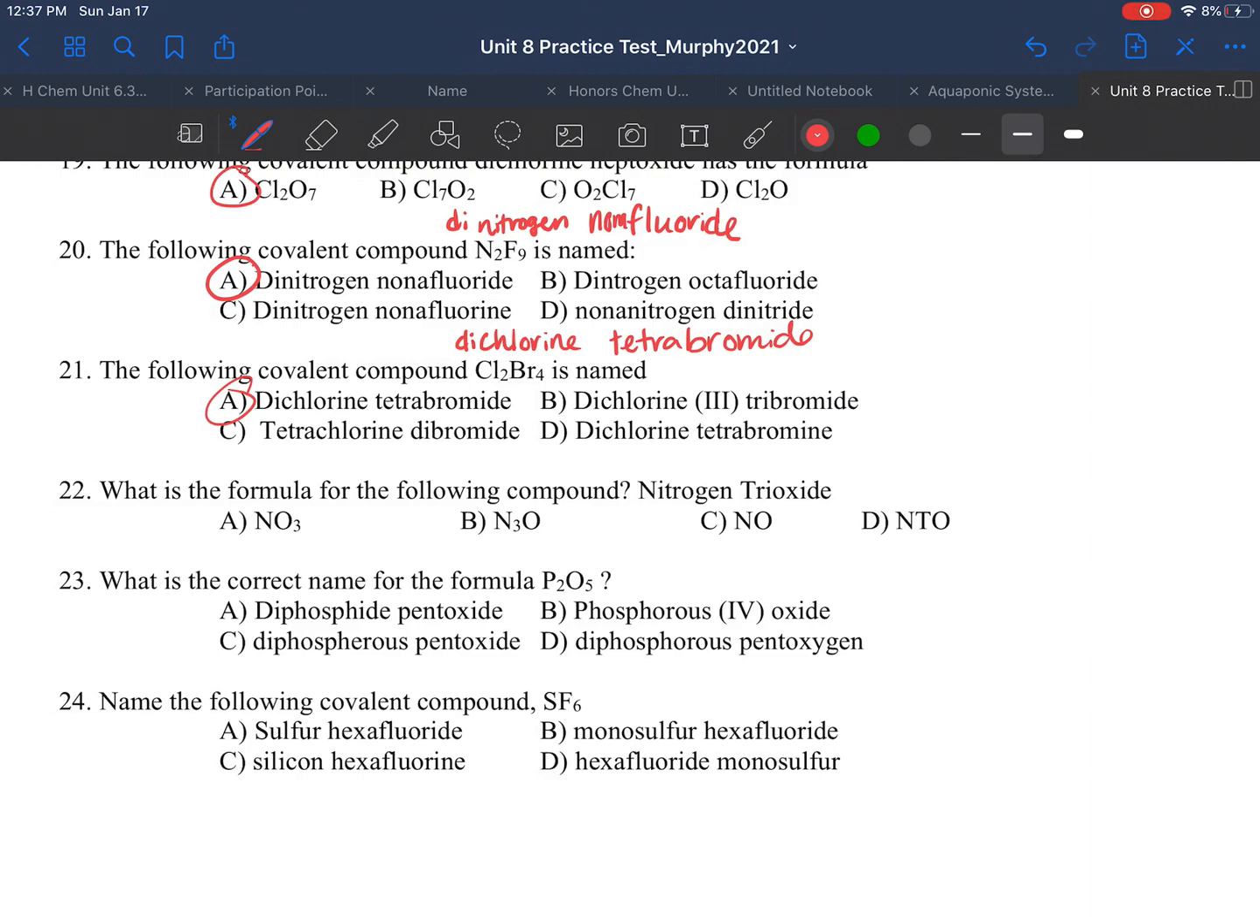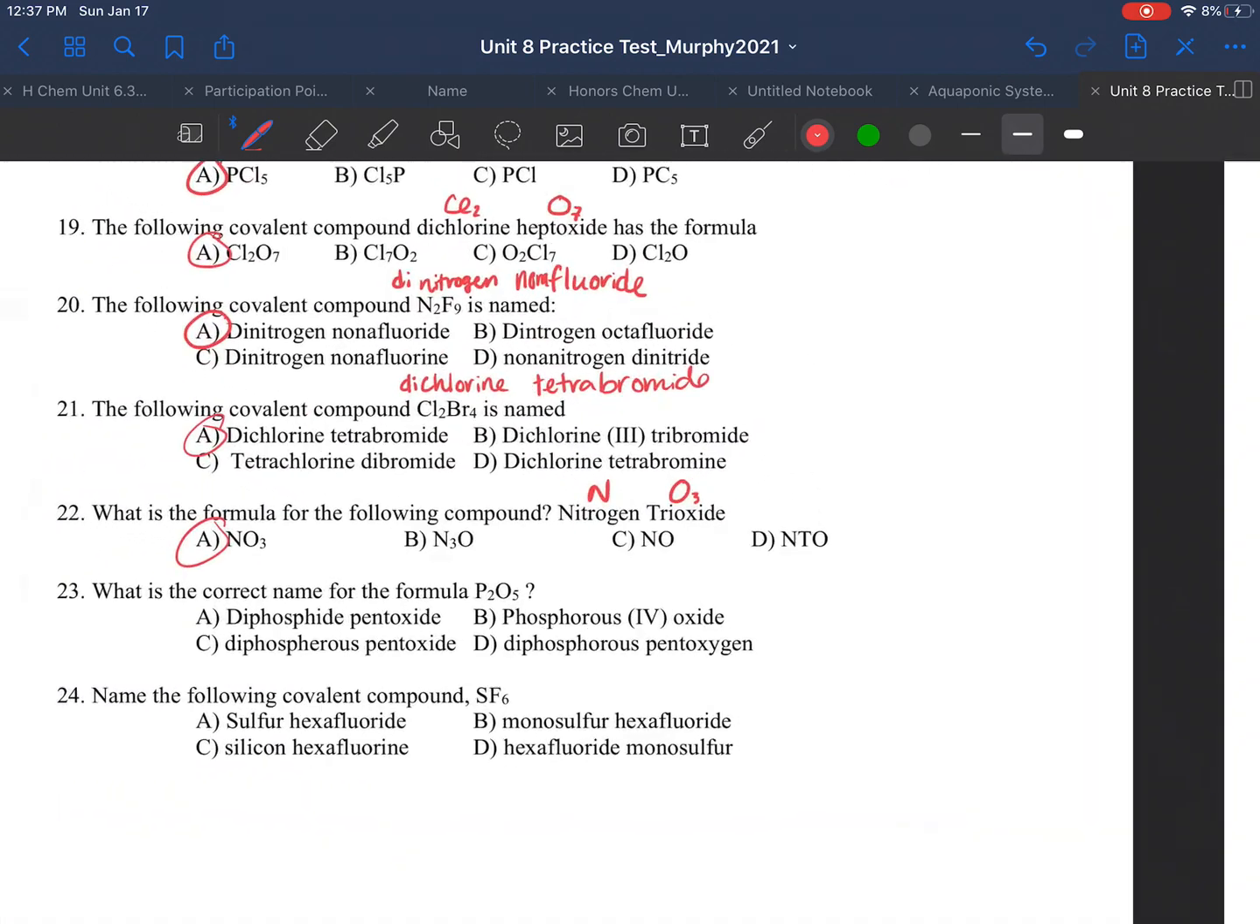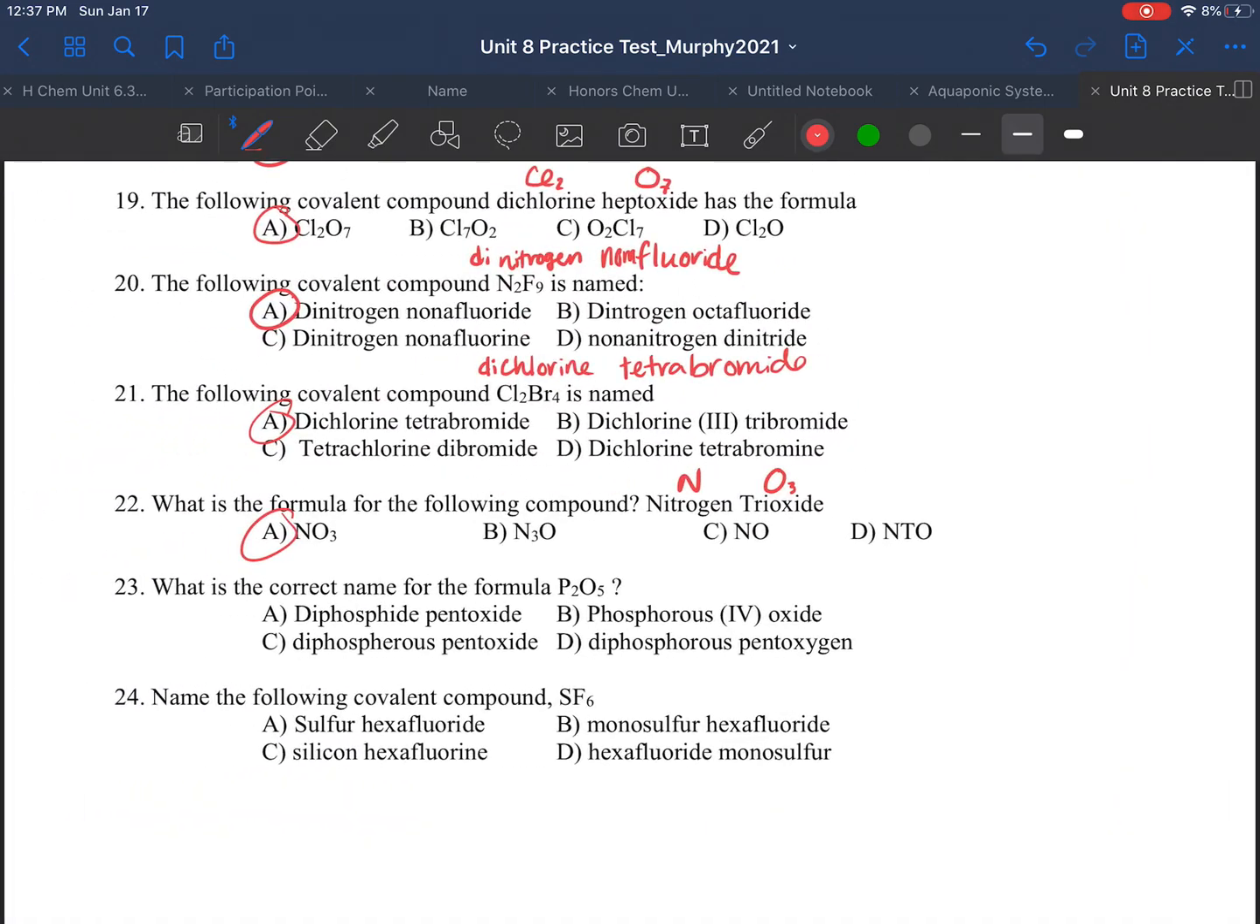What is the formula for the following compound? Nitrogen trioxide. So nitrogen is N, oxygen is O, and if there's tri, that means there's 3. So NO3 or A. Sorry, I'm just realizing there's a lot of A's in a row here. Don't let that throw you off.